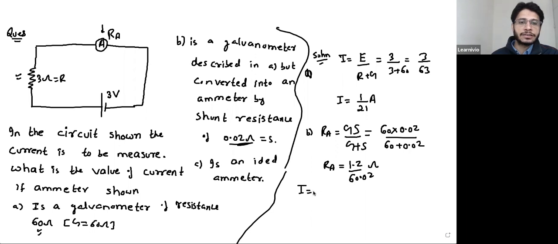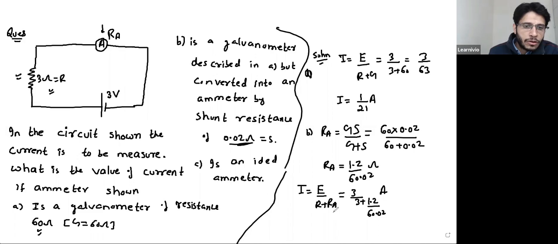And the current in the circuit is EMF. So now you have this resistor R and an ammeter of resistance RA. So it's R plus RA. So it's 3 by 3 plus 1.2 by 60.02 ampere. Okay, now tell me the answer of the third part. The third part is trivial. Easy calculation, straightforward numerical. Answer of the third part I need.